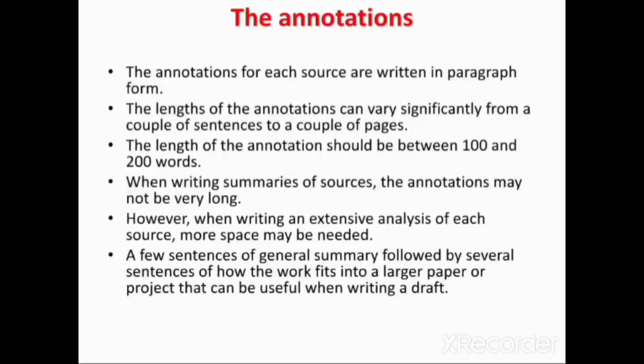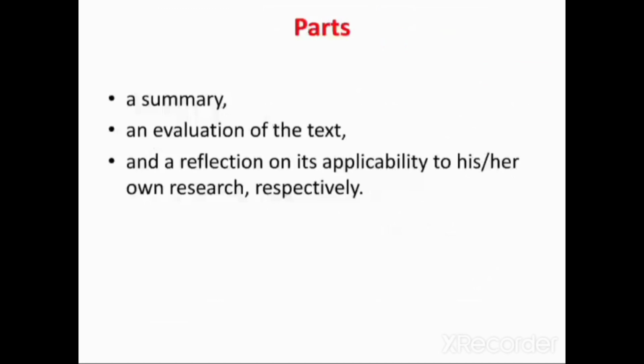The annotation for each source is written in paragraph form. The length of the annotations can vary significantly from a couple of sentences to a couple of pages. The length of an annotation should be between 100 and 200 words. When writing summaries of sources, the annotation may not be very long. However, when writing an extensive analysis of each source, more space may be needed. A few sentences of general summary followed by several sentences of how the work fits into a larger paper or project can be useful when writing a draft.